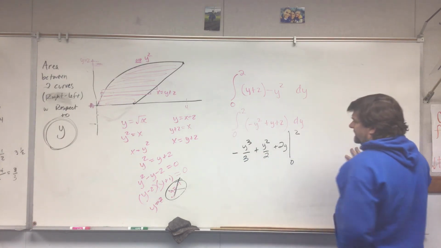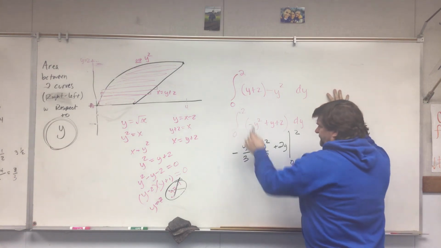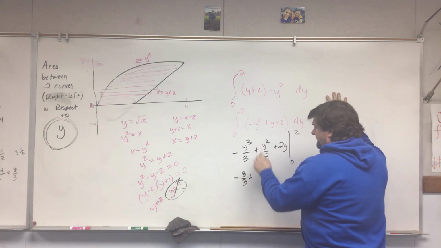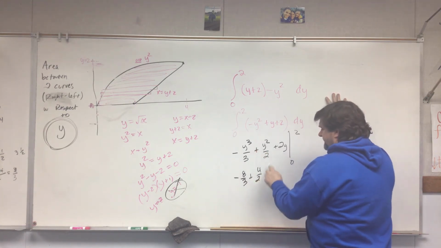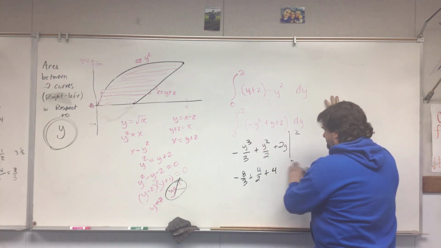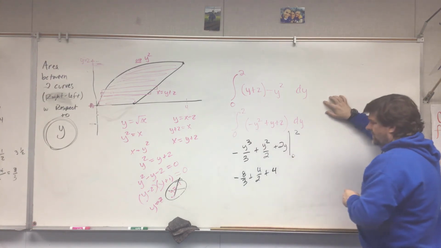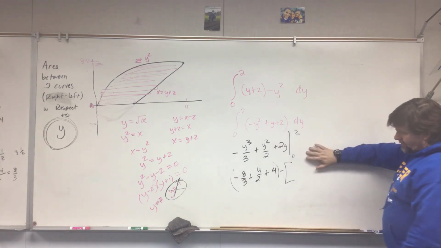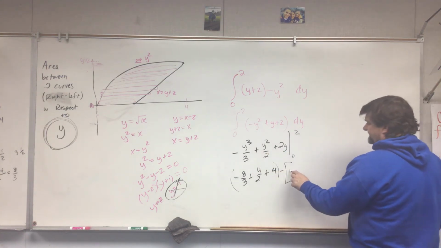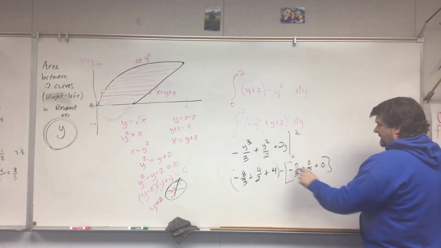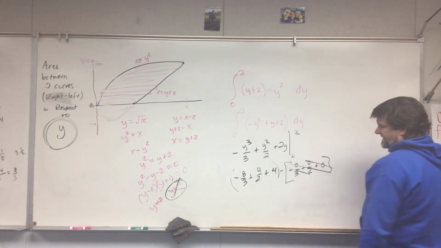And then we plug our same pieces in that we had before. We're going to plug in 2 first. So we're going to get negative 8/3 plus 4/2 plus 4. And so there's that, and I'm going to subtract the lower one, which is going to give us negative 0 over 3 plus 0 over 2 plus 0, which just pretty much shoots all that down.